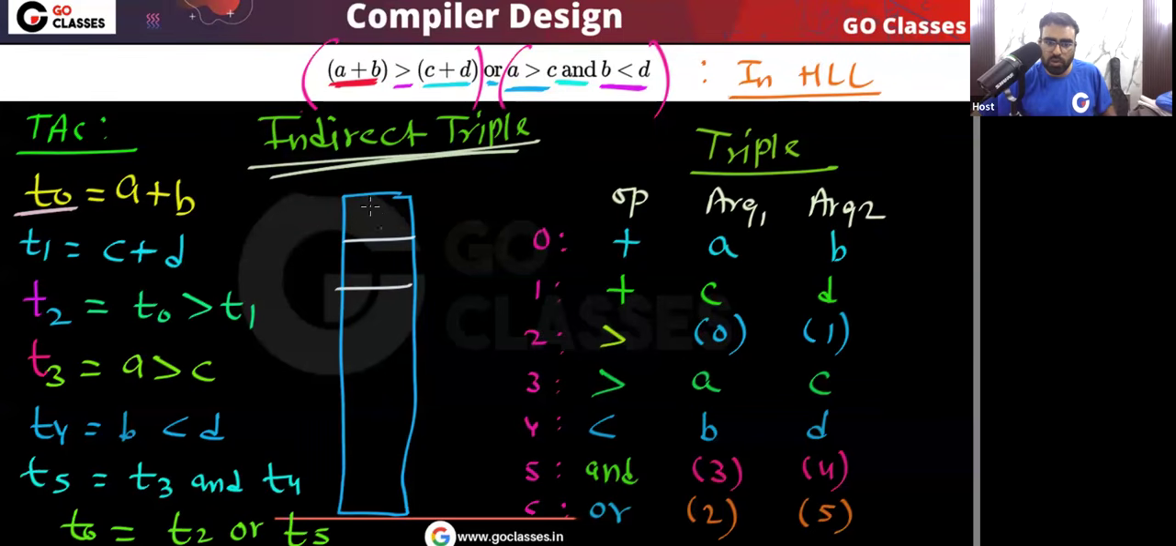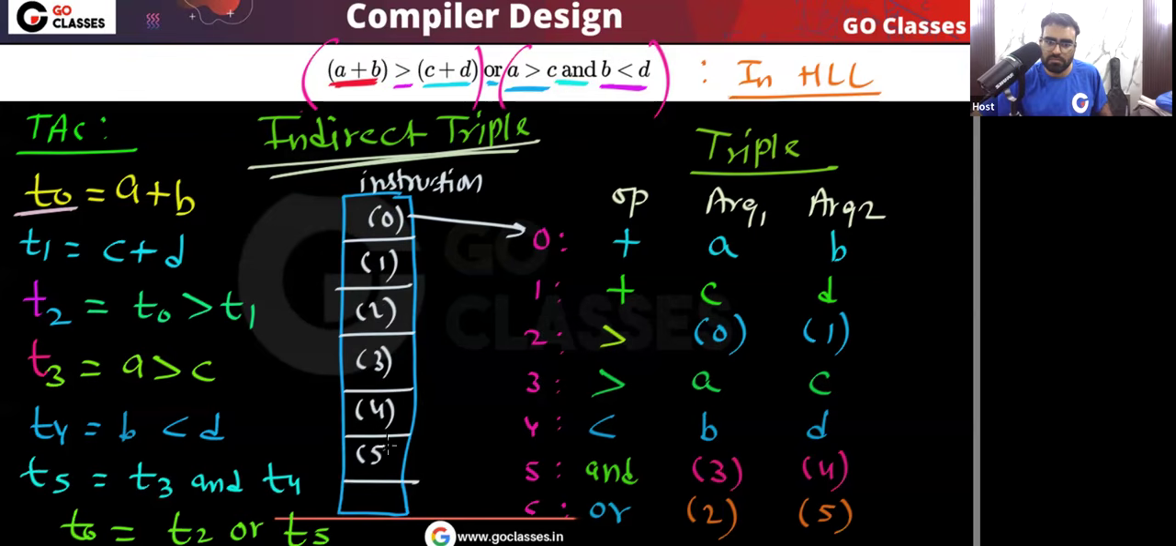Okay, and to represent the execution order, we need an array of pointers. So this is the array of pointers. We call it instruction array. And this is the array of pointers. Okay, you can see this will point to the triples. So very simple, like this. Okay, so very easily you can see. Okay, so that's it. So you can notice that this instruction array we have, and this instruction array will tell you about the execution order.